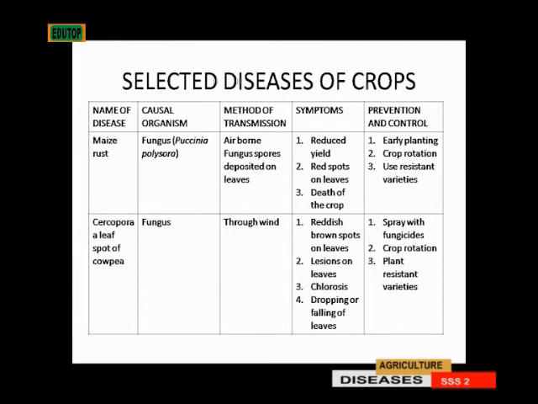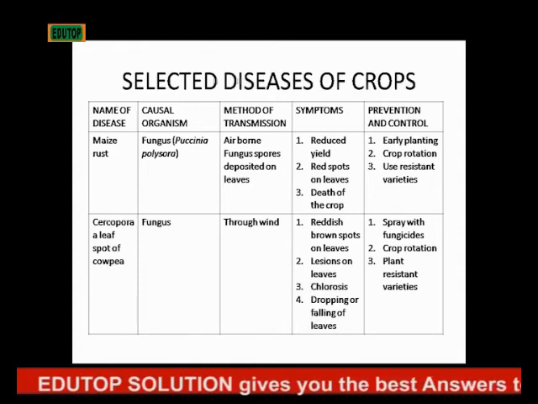It's also airborne. The fungus spores are deposited on the leaves of the plant. It causes reduced yield and red spots on the leaves, and eventually will lead to the death of the crop. How do you prevent or control maize rust? Early planting, you plant the crops early, then you do crop rotation, and you use resistant varieties of maize.